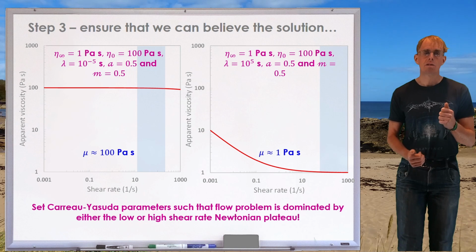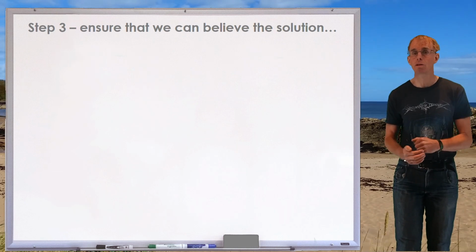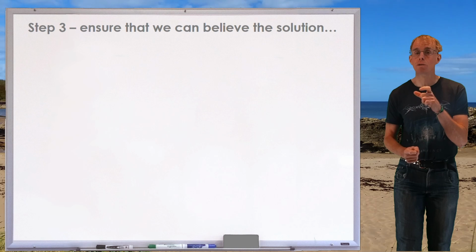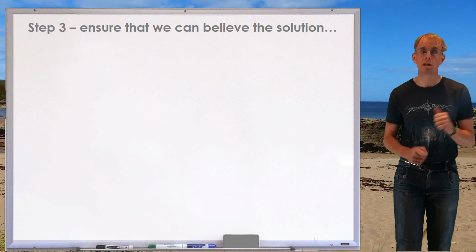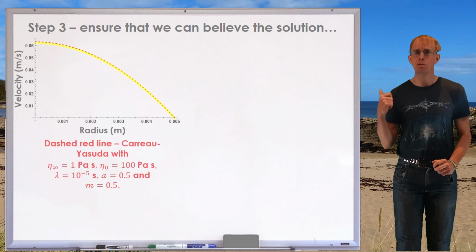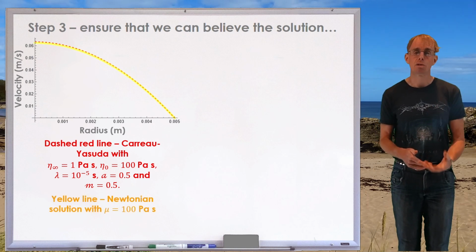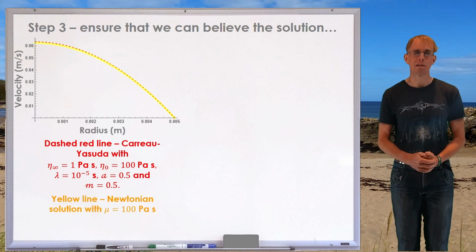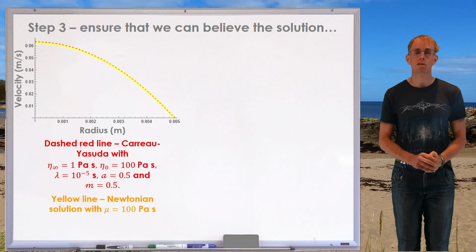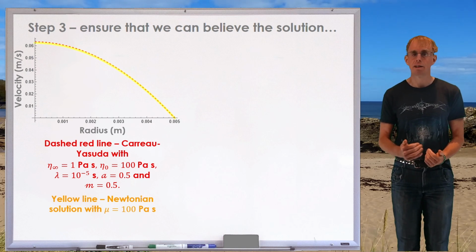So let's start with the first case. Let's put ourselves in the low shear rate Newtonian plateau and see how the numerical solution and the analytical solution for a Newtonian fluid of that plateau viscosity correspond with each other. So here we are. The first thing you'll note is that the flow velocities are a lot lower. Well, that's expected because for the given pressure driving force, for a fluid of greater viscosity, we would expect the flow field to be smaller in magnitude. Again, the dashed red line is the Carreau Yasuda numerical solution with the parameters I've put there on the whiteboard, and the yellow line is the Newtonian solution. If we look at it glancingly, we see, oh yeah, they match.